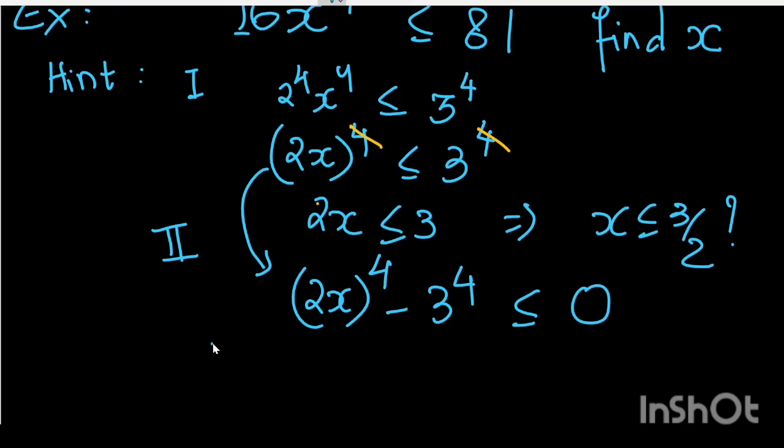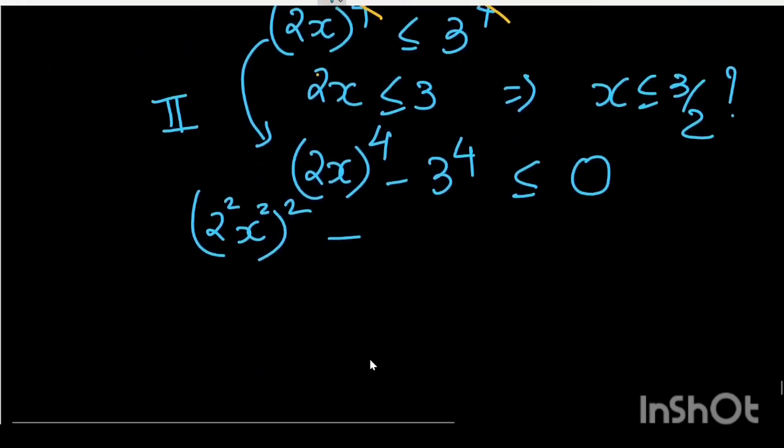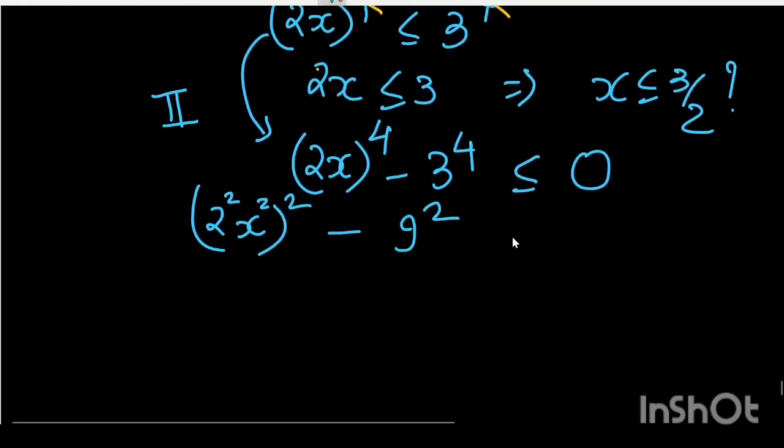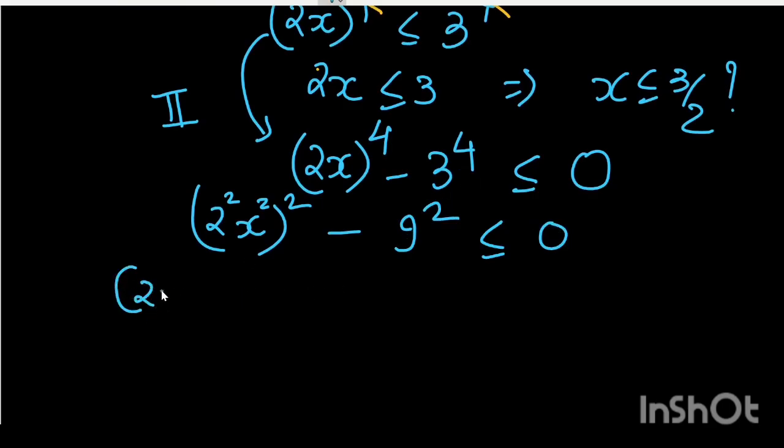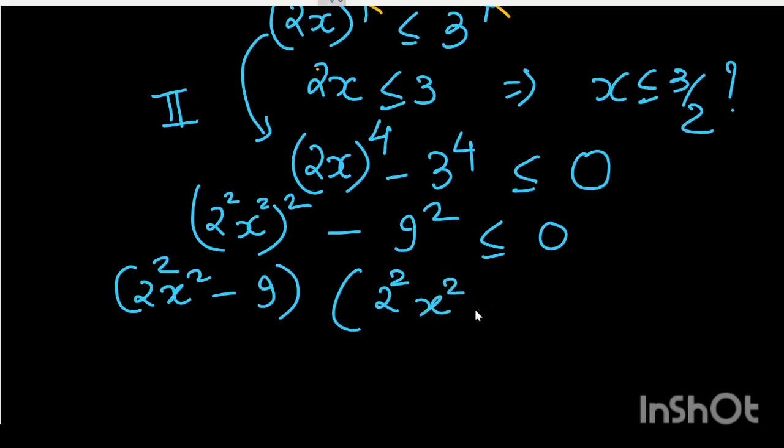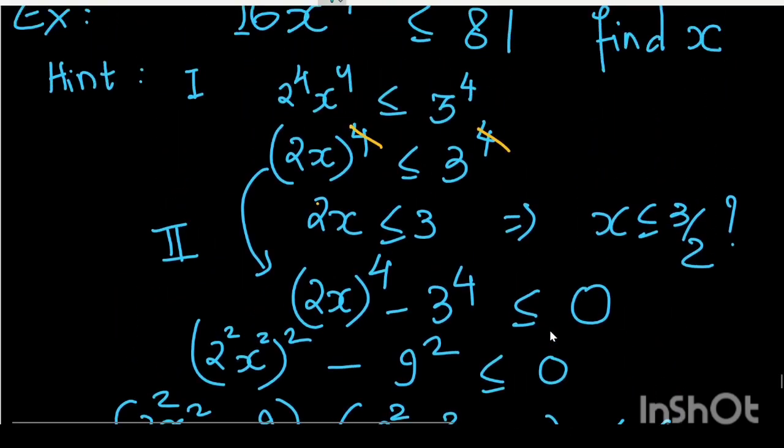Then a square minus b square we can write as 2 square x square to the power 4 minus 9 square less than equal to 0. 3 to the power 4 I have written as this. A square minus b square is a minus b, a plus b. That way we can write. So which approach is correct, guys? First or second?